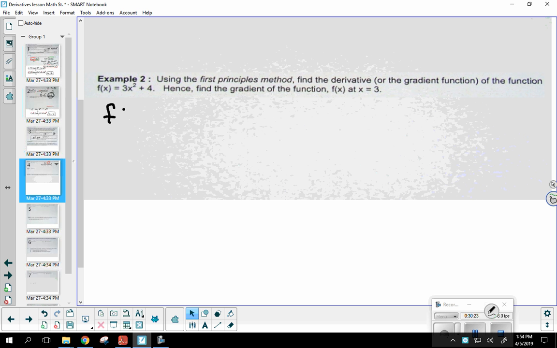All right, well, let's see. So we want to use f of x plus h minus f of x all over h. Okay. So let's see here. First, we always go ahead and find f of x, which is just the original problem, 3x squared plus 4.